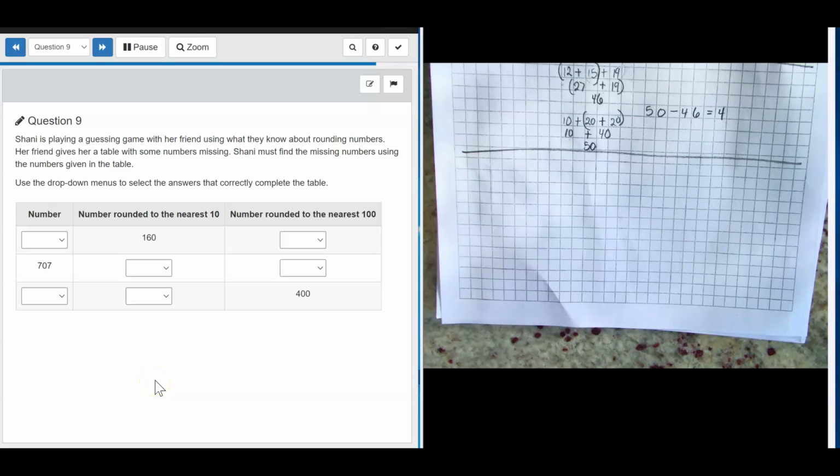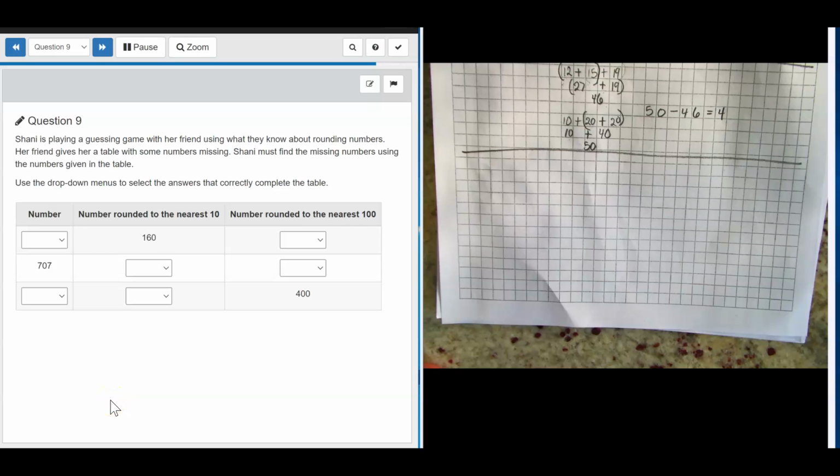Question 9. Shawnee is playing a guessing game with her friend using what they know about rounding numbers. Her friend gives her a table with some numbers missing. Shawnee must find the missing numbers using the numbers given in the table. Use the drop-down menus to select the answers that correctly complete the table.